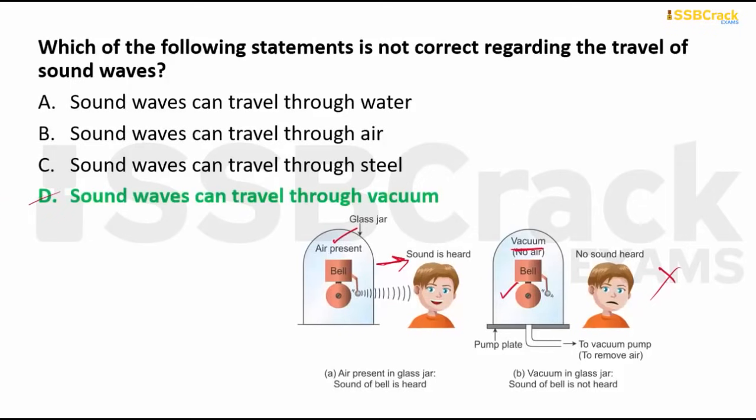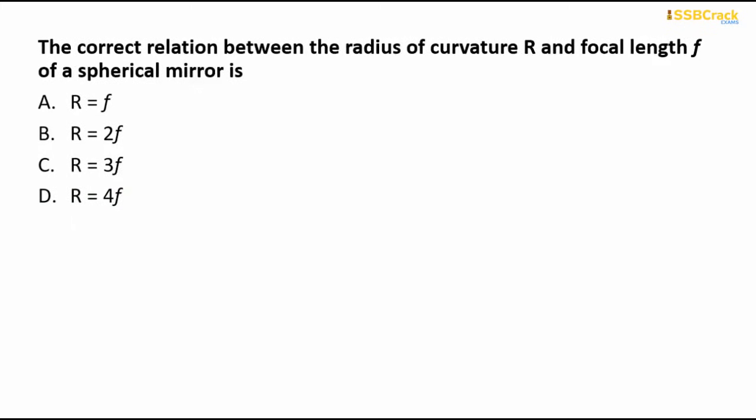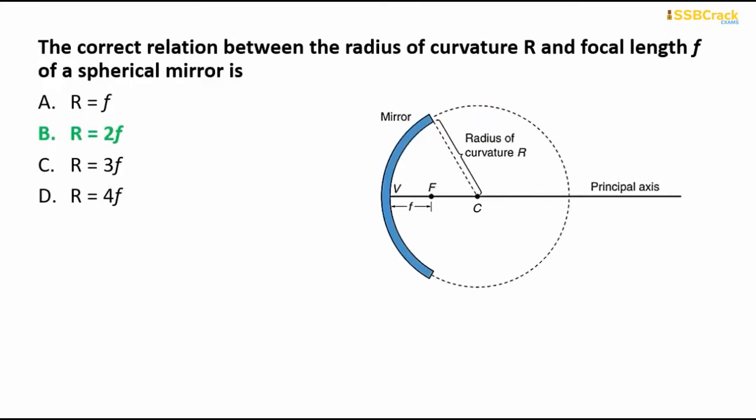The next important question is, what is the correct relation between the radius of curvature R and the focal length of a spherical mirror? The relationship between radius of curvature R and focal length F of the mirror is R = 2F. That is option B. Always, the radius of curvature is twice the focal length.